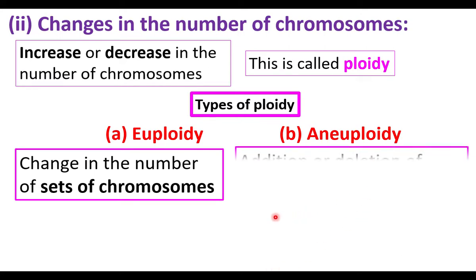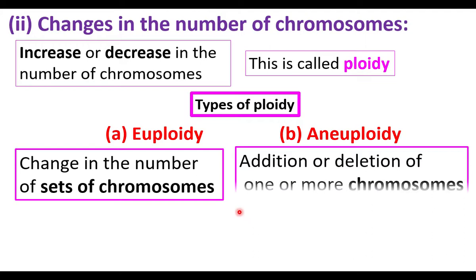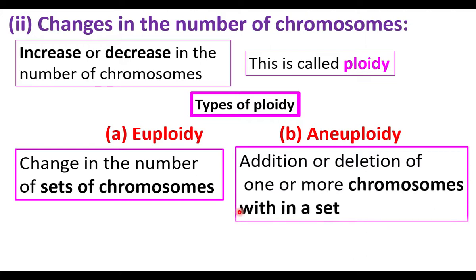Aneuploidy involves addition or decrease of one or more chromosomes within a set. One or more chromosomes are changed in one set or two sets. In euploidy, sets are increased; in aneuploidy, chromosomes are increased or decreased.